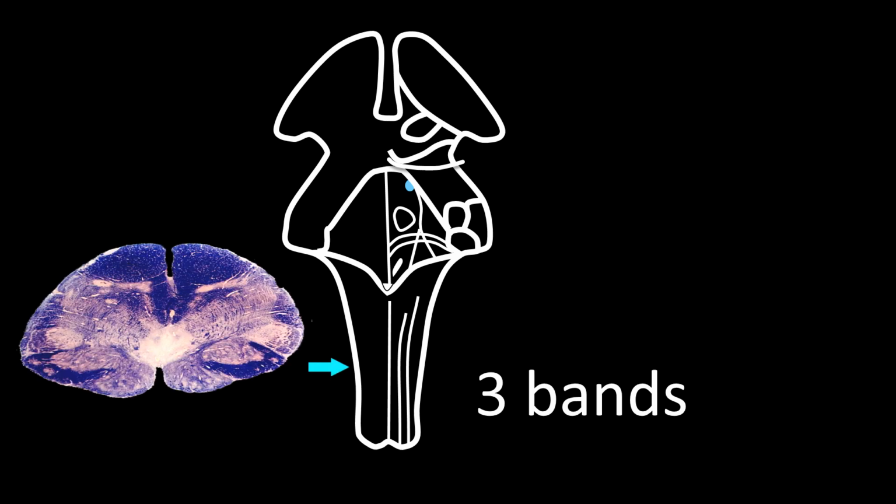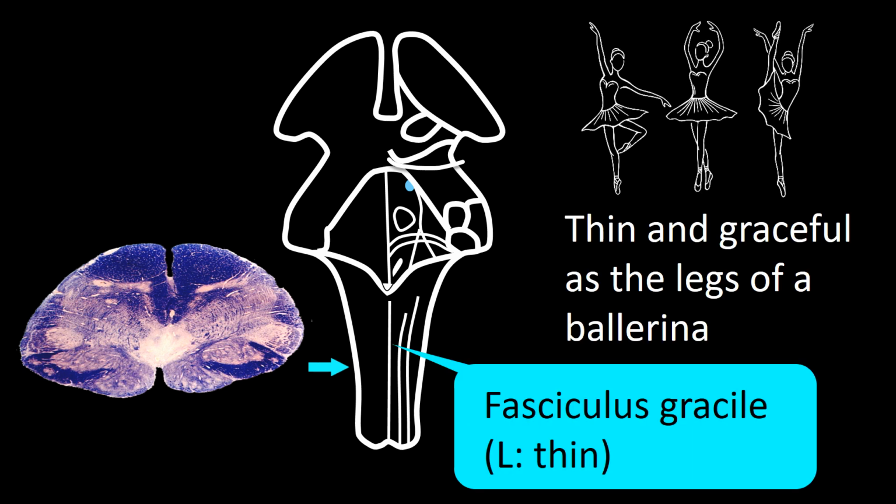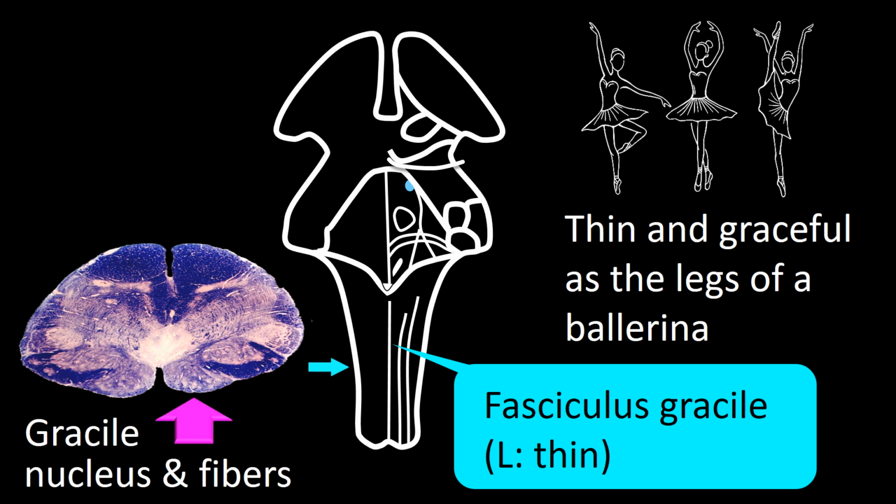I have now introduced a transverse cut at the indicated level to show you a different perspective of these bands. The most medial of the bands is the fasciculus gracilis, which I am now indicating. Notice that at this level, few fibers are present. When using a myelin stain, fibers stain in bright blue, whereas the light color blue indicates neurons. The gracilis brings sensory information from the legs and lower trunk, and so it is very important for ballerinas.